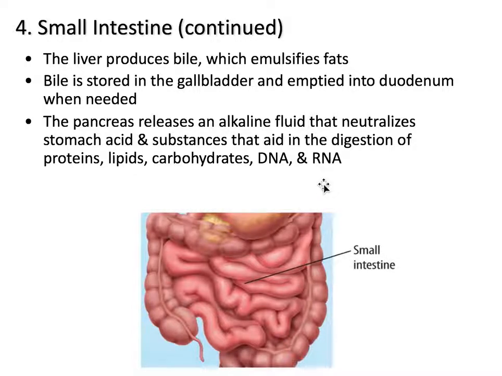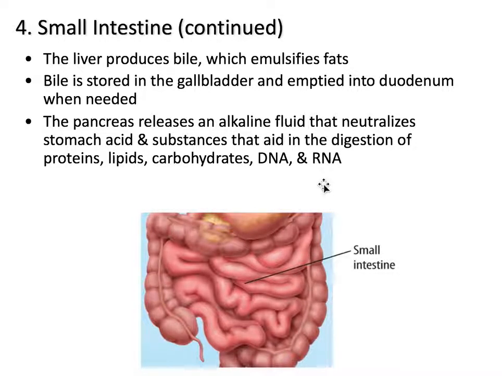So what do these organs actually release? And the liver, which we'll take a look at next, is super important. It produces something known as bile. And bile is very special because it has the ability to emulsify or break the fats apart into smaller pieces. They help with lipid digestion. The bile is stored in the gallbladder, so it's produced by the liver, but stored in the gallbladder, and then it gets emptied right into the duodenum.